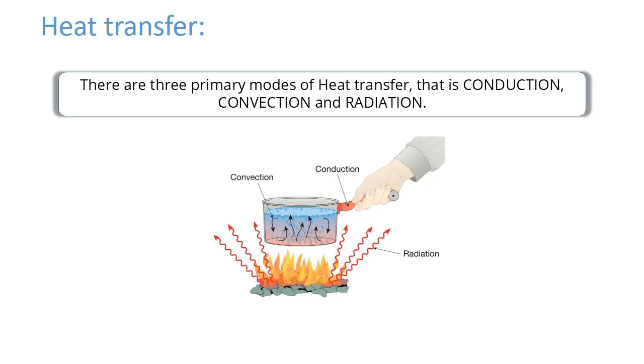As you can see in the image, the heat is being transferred by all three modes. Conduction. The heat is moving from the body of the pot to the handle of the pot. That is, heat is being transferred by a solid medium. Convection. The water molecules at the bottom part carry the heat and move to the upper surface. Radiation. For radiation, there is no requirement of a medium for heat transfer.